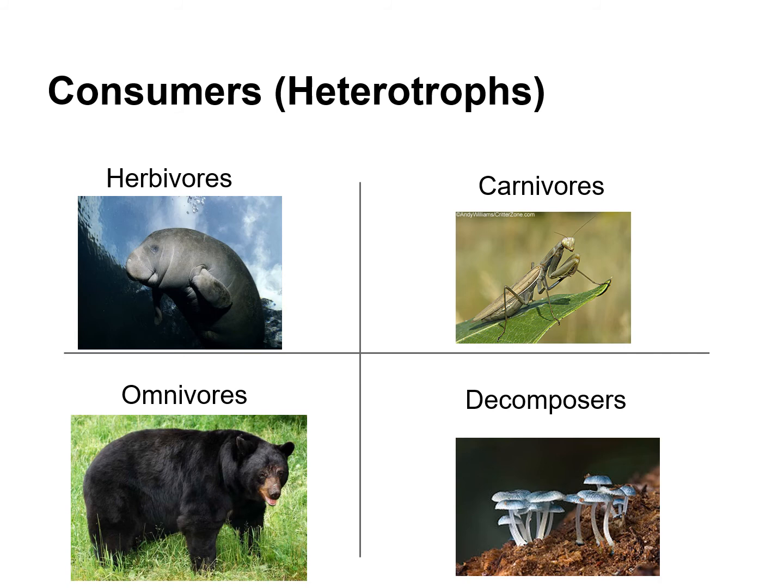So there are some different forms of consumers. You have herbivores like the manatee there that's going to eat just plants. You have carnivores like the praying mantis there that's going to only eat other insects. You have omnivores like a bear that will eat berries and fruit, but they will also eat fish and other forms of meat.